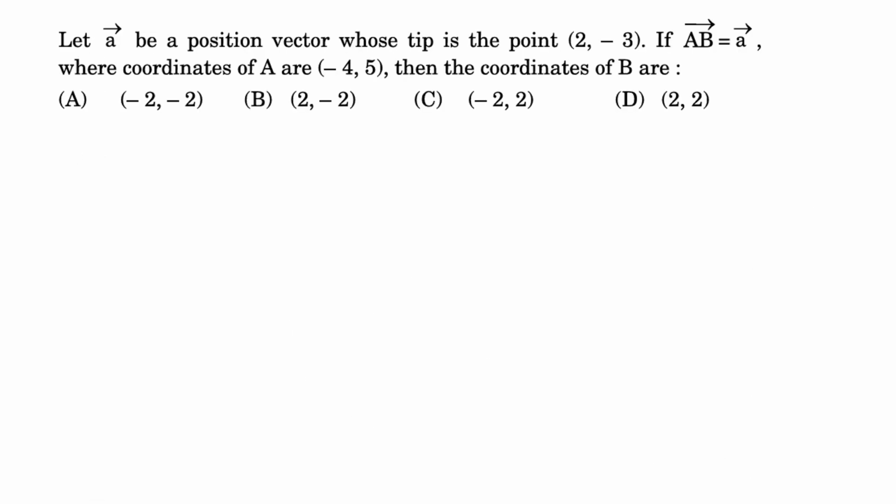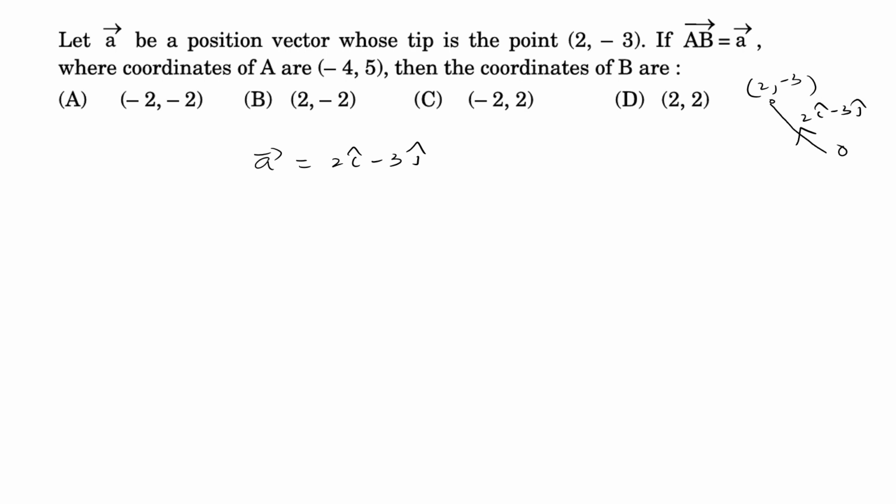Let A be the position vector whose tip is the point 2, minus 3. What do they mean by this? What they mean is vector A is going to be 2i minus 3j. This is what they mean. Suppose you take a point, the tip is having a coordinate as 2, minus 3 with reference to the origin. So this is 2i minus 3j.